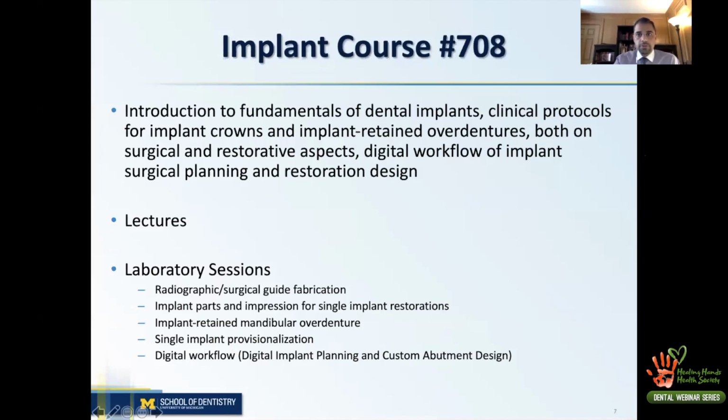In the course, as I mentioned, there is an introduction to fundamentals of dental implants. We talk about clinical protocols for implant crowns, as well as mandibular implant retained overdentures, both from surgical and restorative aspects. So we teach them the basics of both, especially the surgical, so they know what it takes to place an implant. However, they don't do any hands-on training or procedures on patients when it comes to the surgical part. We also introduce digital workflow for implant surgical planning, as well as restorative design.